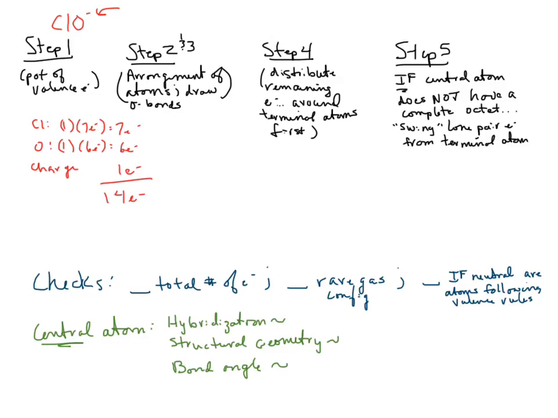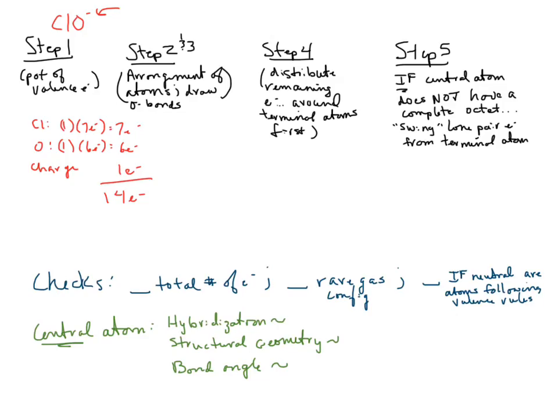So, the pot of valence electrons goes like this. We have 1 times 7 for chlorine, because it's a 7A element. And for oxygen, we have 1 times 6, because it's a 6A element. And then just like we did in the example in class, since it's a -1 charge, we add 1 electron in. So 7 plus 6 plus 1 is 14 electrons. It's really common to make a mistake adding these whole numbers. You are in very good company if you make a mistake.